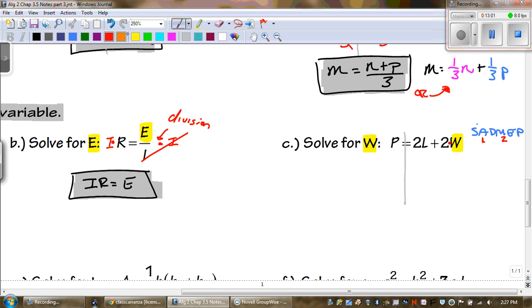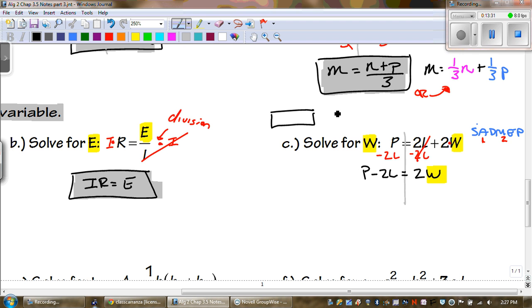So the first thing that we have to do is subtract the 2L from both sides. Okay, so P minus 2L equals 2W. Do you guys know what this equation is, by the way? P equals 2L plus 2W. We're talking about the perimeter of a rectangle.